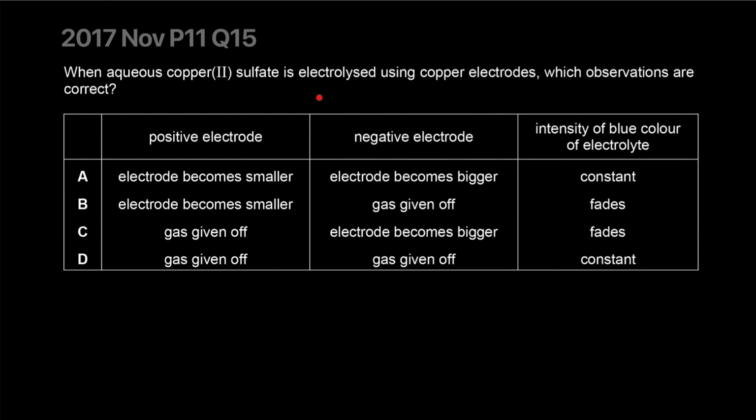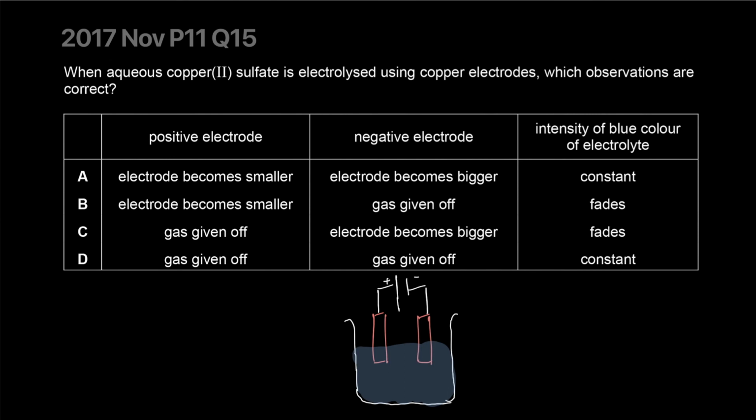When aqueous copper sulfate is electrolyzed using copper electrodes, which observations are correct? So what's happening is we need an electrolysis setup with coppers. Now they're not inert electrodes, right? Inert electrodes are just a fancy way of saying electrodes that aren't taking part in the reaction. We've seen copper purification before, so they're literally talking about that.